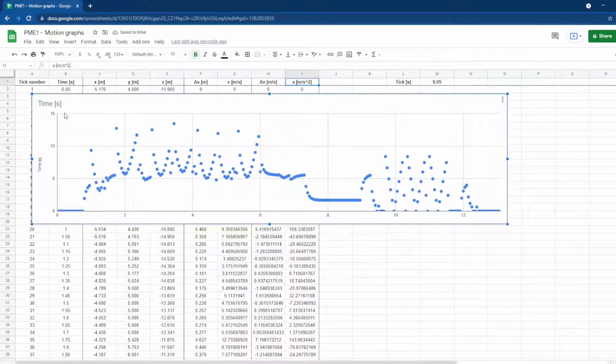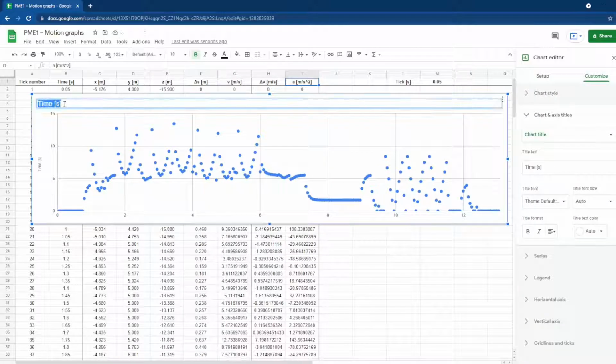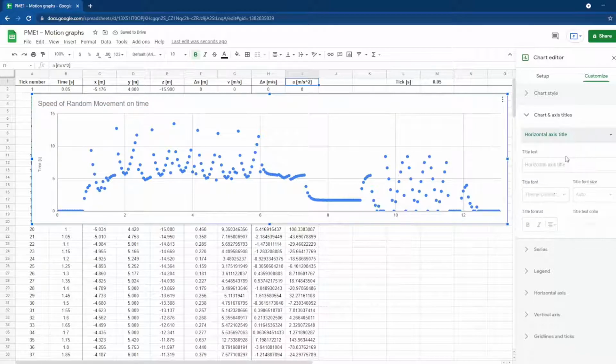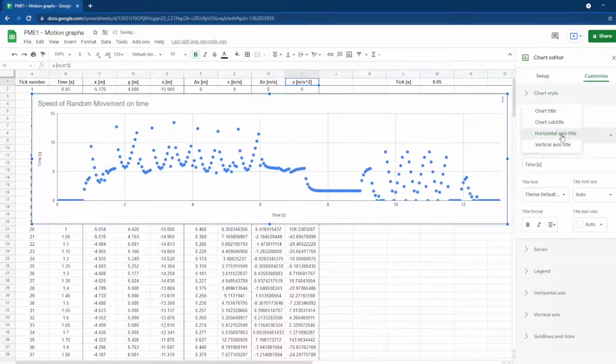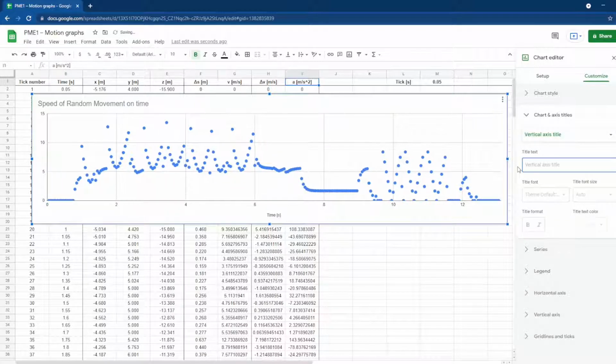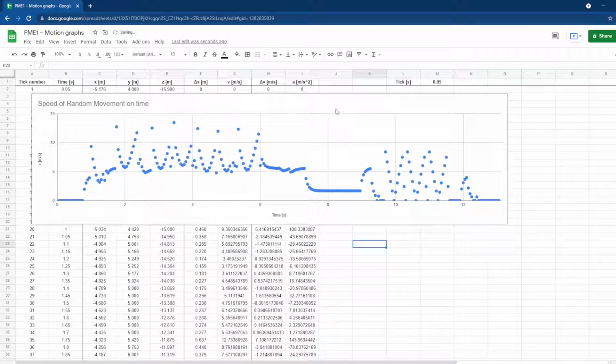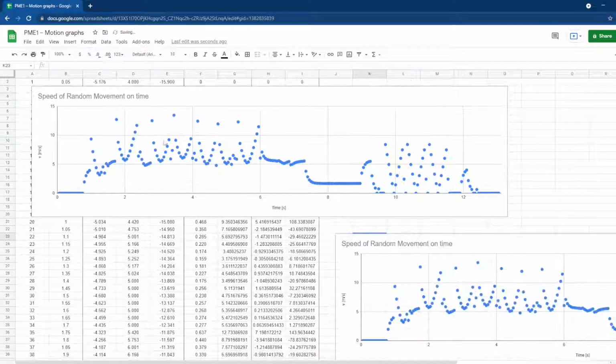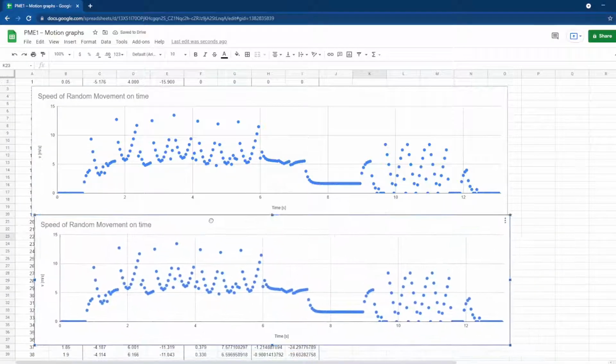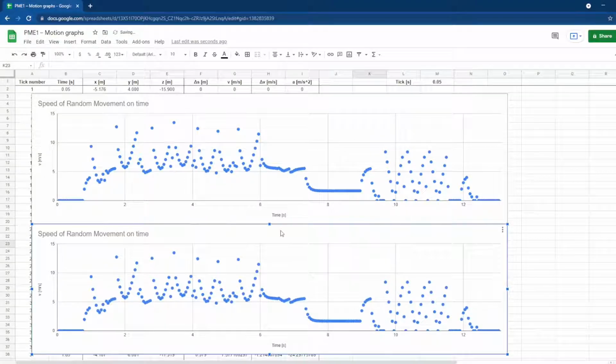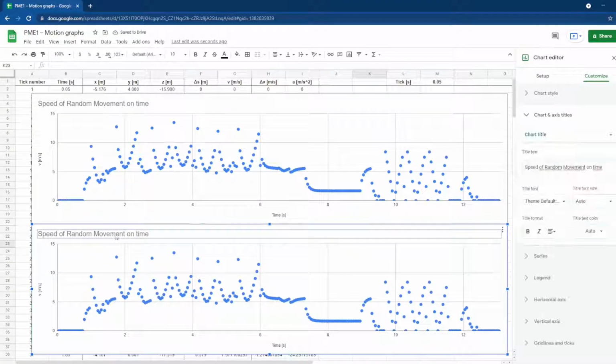Now, let's give the graph some proper name. This is speed of random movement on time. That's the chart title. The horizontal axis is time in seconds, and the vertical axis is speed V in meters per second. Perfect.